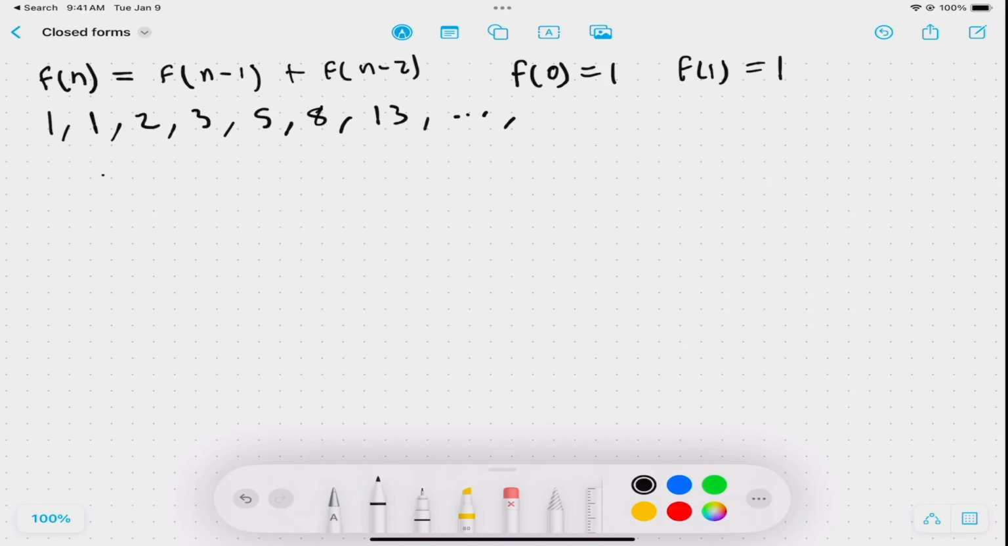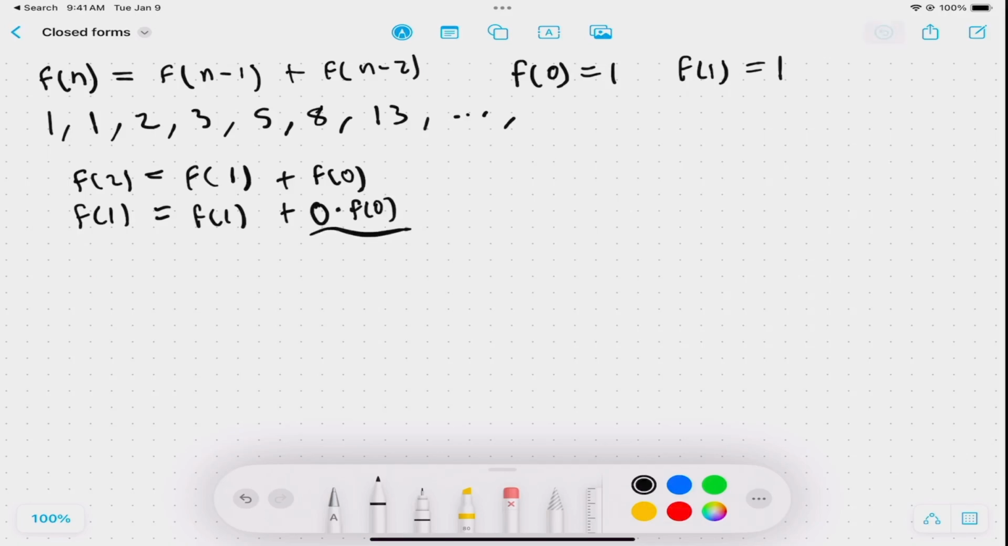So first, we can start off by recognizing a pattern. So we know f of 2, or this 2, is equal to f of 1 plus f of 0, the two previous numbers. Also, f of 1 is just f of 1. But we can kind of represent this as a vector if we do plus 0 times f of 0, because 0 times anything is 0. And so f of 1 will always equal f of 1. This will always be true.